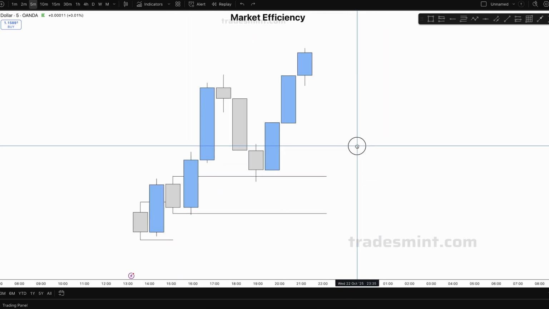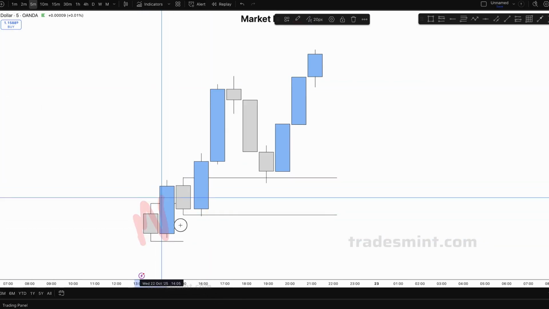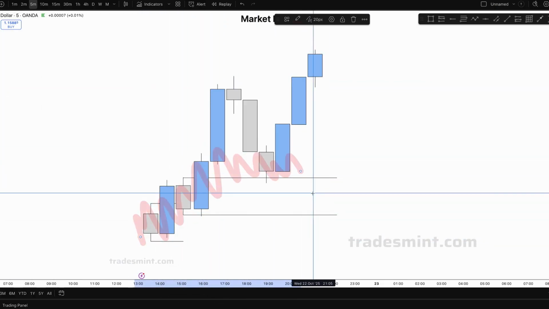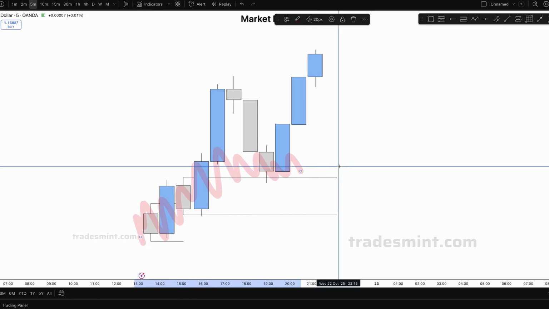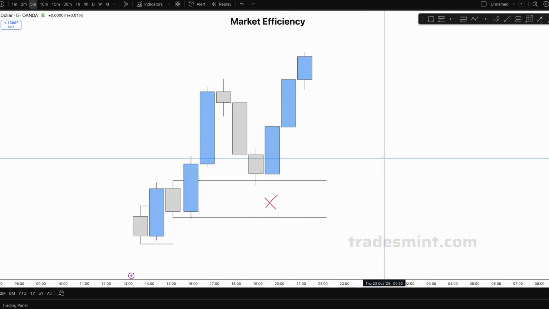So what this does is create what we call an efficient range. We can use the highlighter. Basically, all of this area here is an efficient range, okay? It's efficient. Now, there are two ways we approach this. The first is we do not, under any circumstances, trade out of an efficient range.